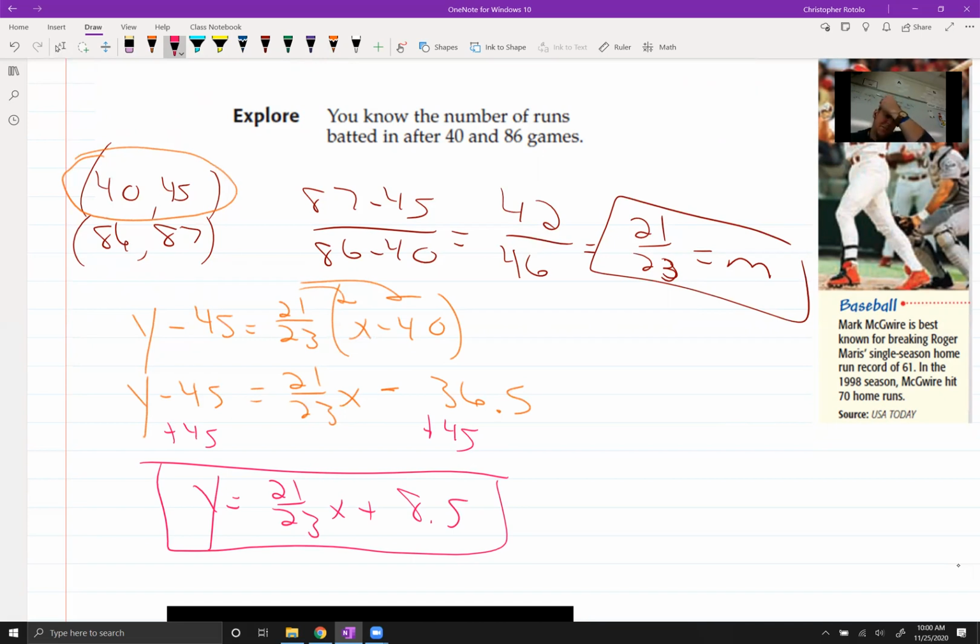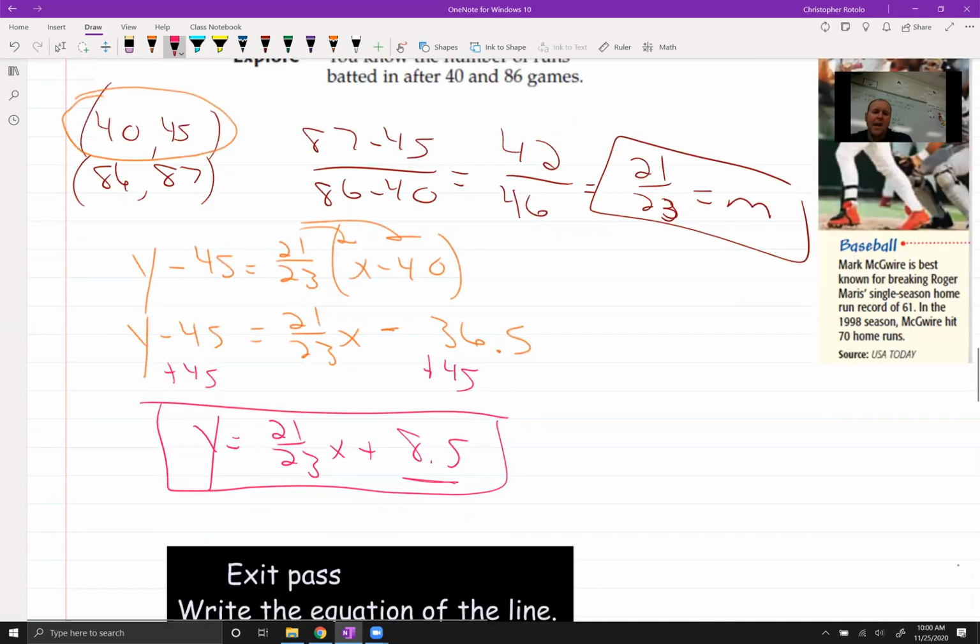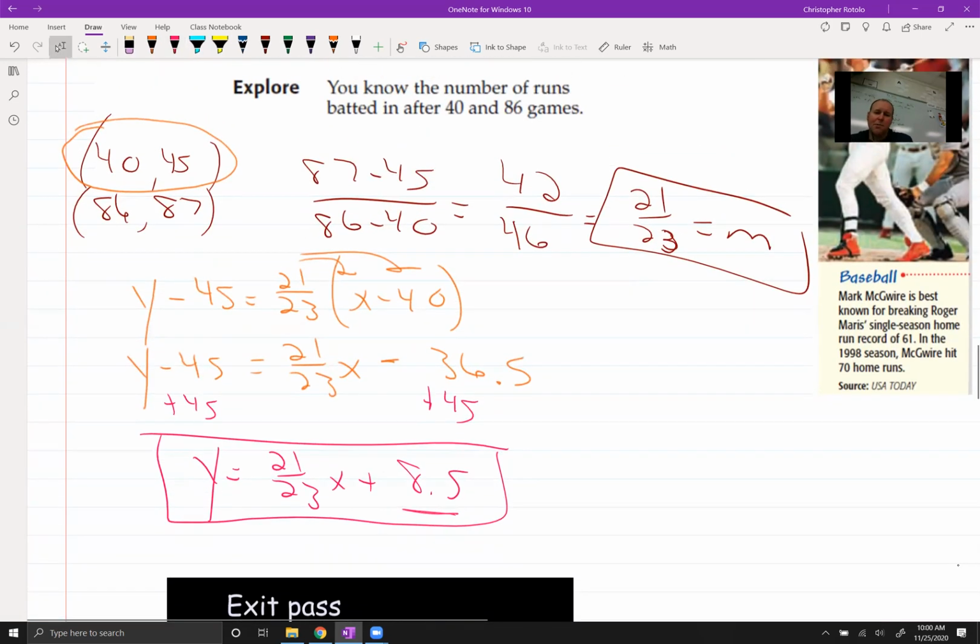All right, so what do all these things mean? That means we're assuming for this pace, right, to make a linear equation out of it, his y-intercept means that at game 0, he had 8.5 RBIs. Right? That's not even possible. But that means that we could predict any number of games how many RBIs he would end up with.